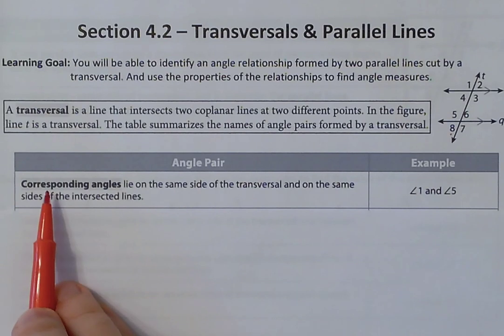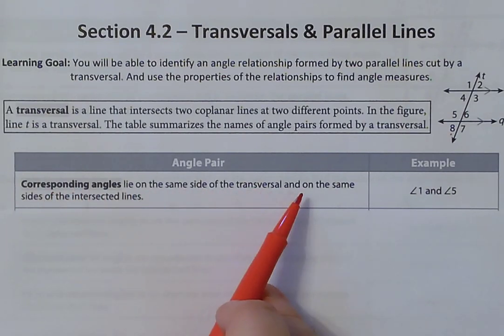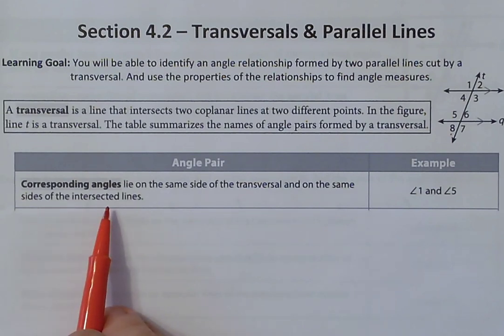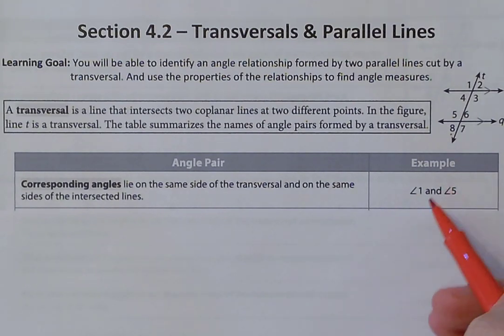Now, corresponding angles lie on the same side of the transversal and on the same side of the intersecting lines, or the parallel lines. Okay, so I like to summarize this as they are on the same side of the transversal and then the same spot of the parallel lines. An example would be angles 1 and 5.